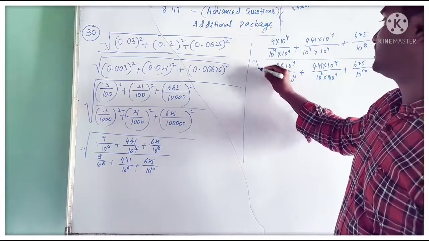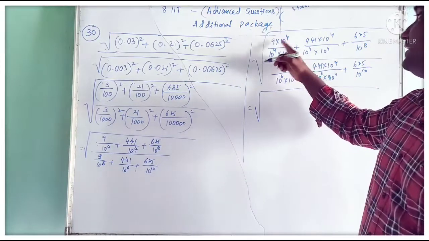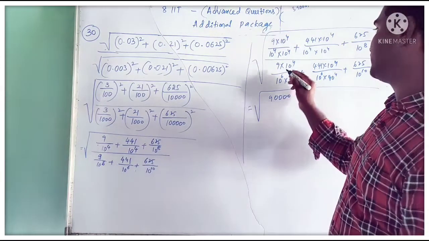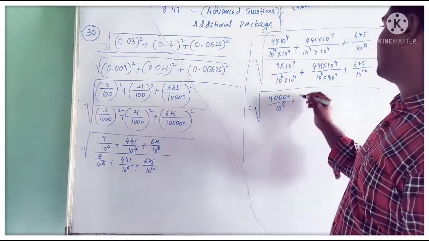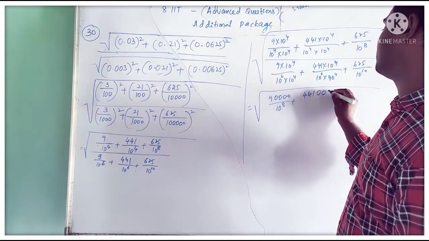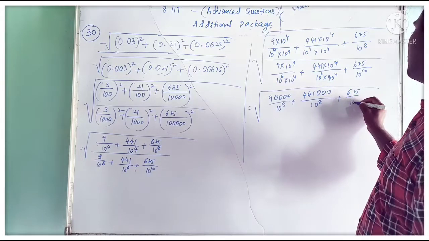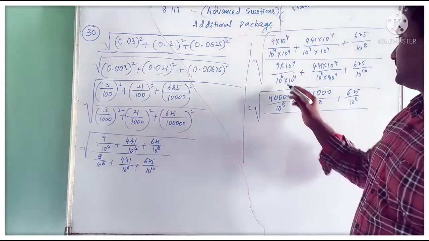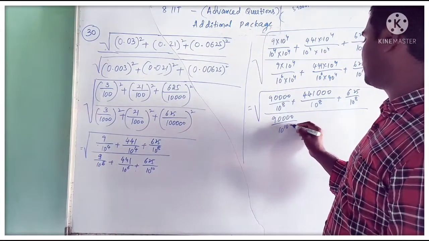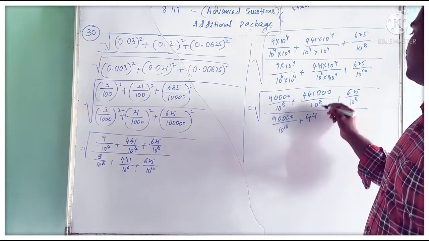Okay, so we need to put the square root. It becomes the square root of 9 into 10,000, that is 90,000, by 10 power 8, plus 441 into 10,000, that is 4,41,000, by 10 power 8, plus 625 by 10 power 8. So all these denominators are the same. Next, here 9 into 10,000, 90,000 by 10 power 10, plus 441 into 10 power 4, which we can write as 10 power 4, means same.